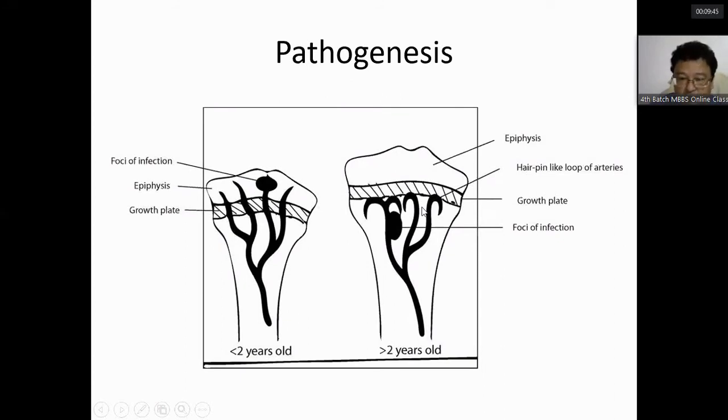But the physis prevents them from going to the epiphysis, which is not so in children less than 2 years. So if a small child, an infant less than 2 years, maybe a neonate, gets osteomyelitis, it's very difficult to distinguish whether it is osteomyelitis or septic arthritis, because once it traverses this physis and goes to the epiphysis, then the joint is involved. So in infants, it's quite difficult to distinguish between osteomyelitis and septic arthritis.